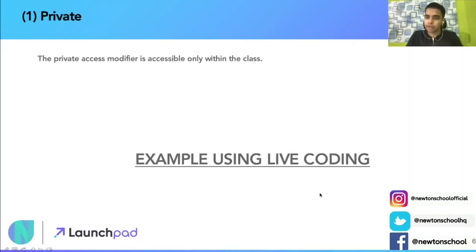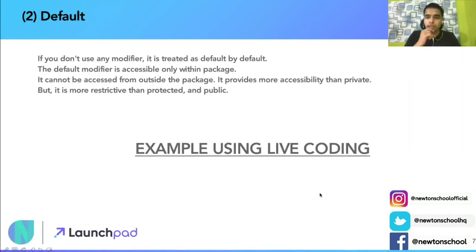We are clear with the private access modifier. Let's move to the second, default access modifier. So if you don't use any modifier, it is treated as default. The default modifier is accessible only within the package. I repeat, within the package. It cannot be accessed from outside the package, and it will provide you more accessibility than private. Okay, but in terms of restrictiveness, it is more restricted than protected and public. We are going to see with an example.